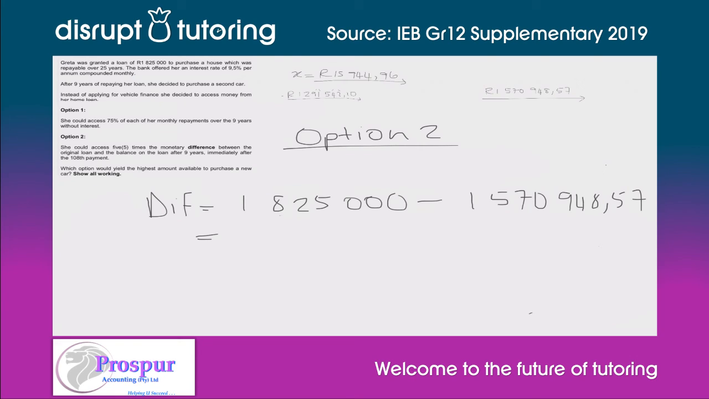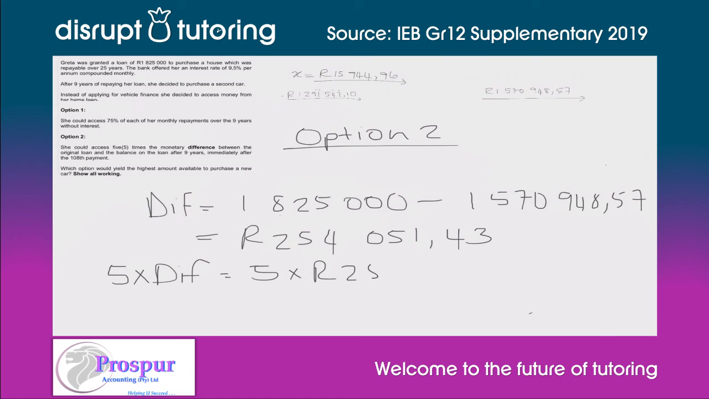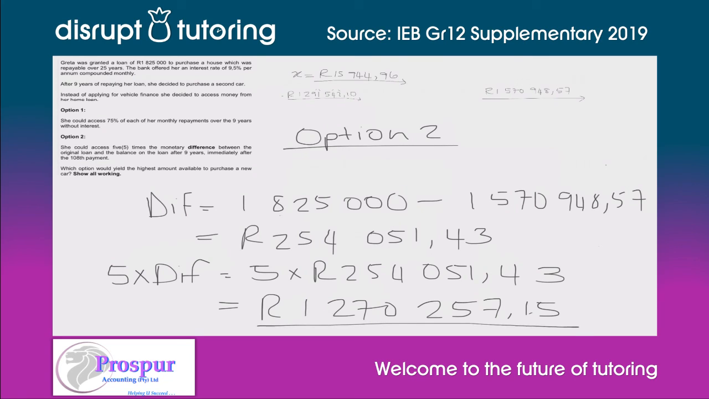948.57, and that's going to give us a difference there of 254,051.43. All right, so now what do we need to do? We need to find 5 times the monetary difference. So we would say 5 times that difference would be 5 times 254,051.43, and that is going to give us a final answer of 1,270,257.15. It seems like she's going to be buying a very, very expensive car.